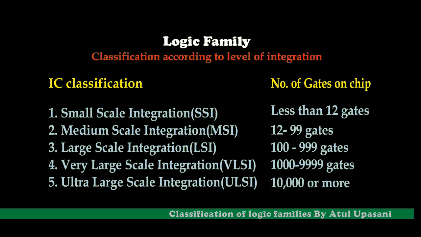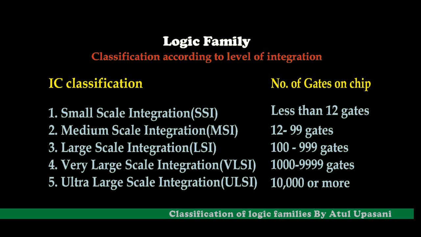The second type is medium scale integration, in which the same chip of IC, the same size, can occupy from 12 to 99 gates inside a single chip. So that type of integration is called middle scale or medium scale integration. Third is large scale integration, in which in the same size of chip there would be 100 to 999 gates. They can be accommodated in the same size of chip.